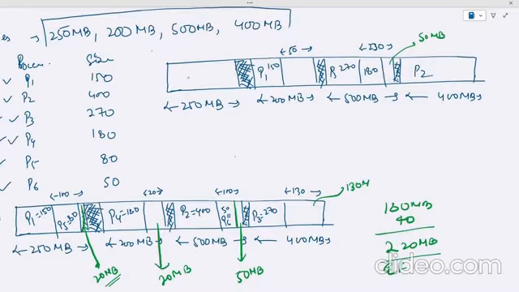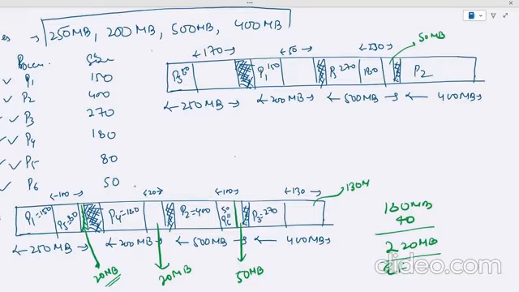P5 80 MB. First of all, start from the starting. We can put P5 in the first block because in the second block we have 50 MB of space, and in the third block we also have 50 MB of space, so we cannot put that. So P5 gets this space, 80 MB. If you subtract 80 from 250, you will get 170 MB of space left, basically.